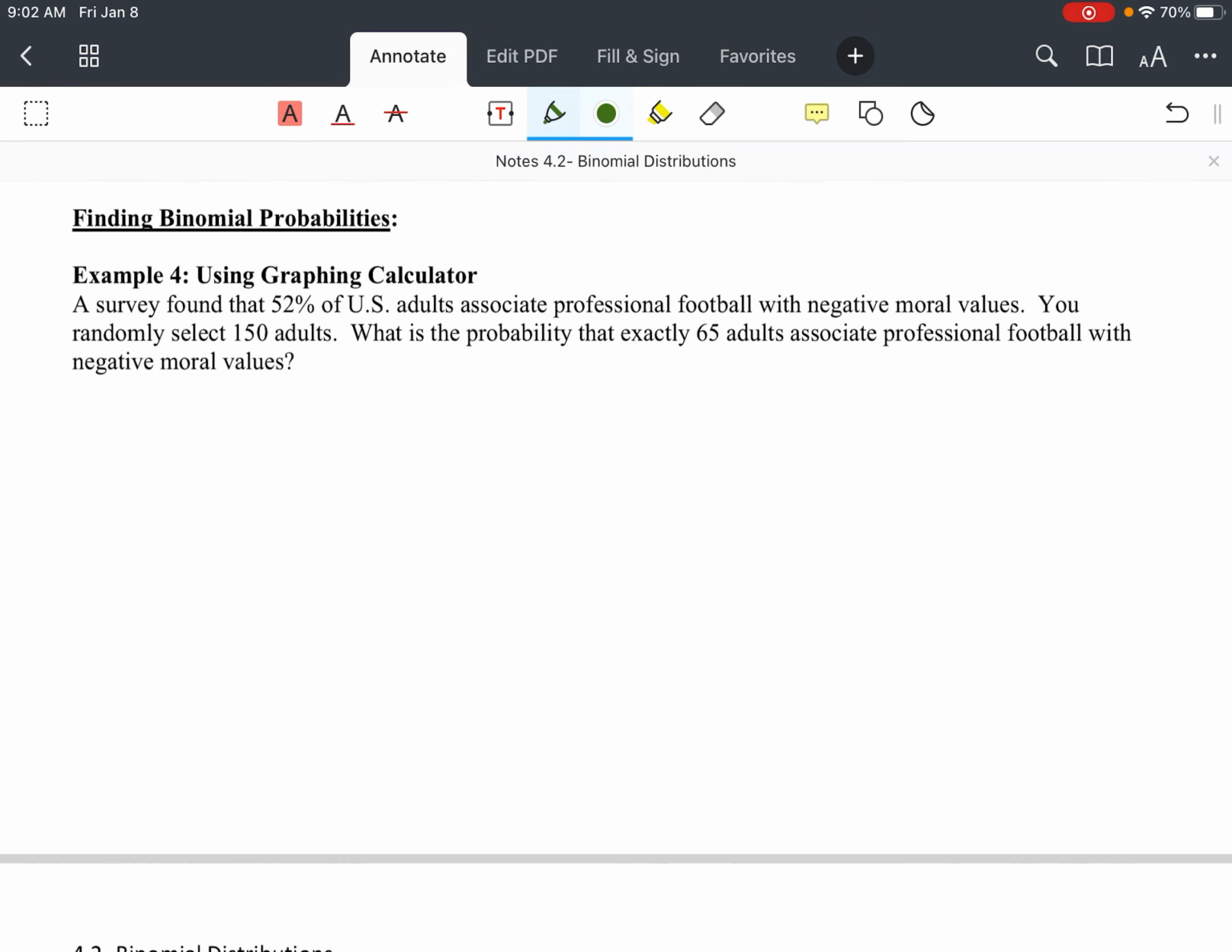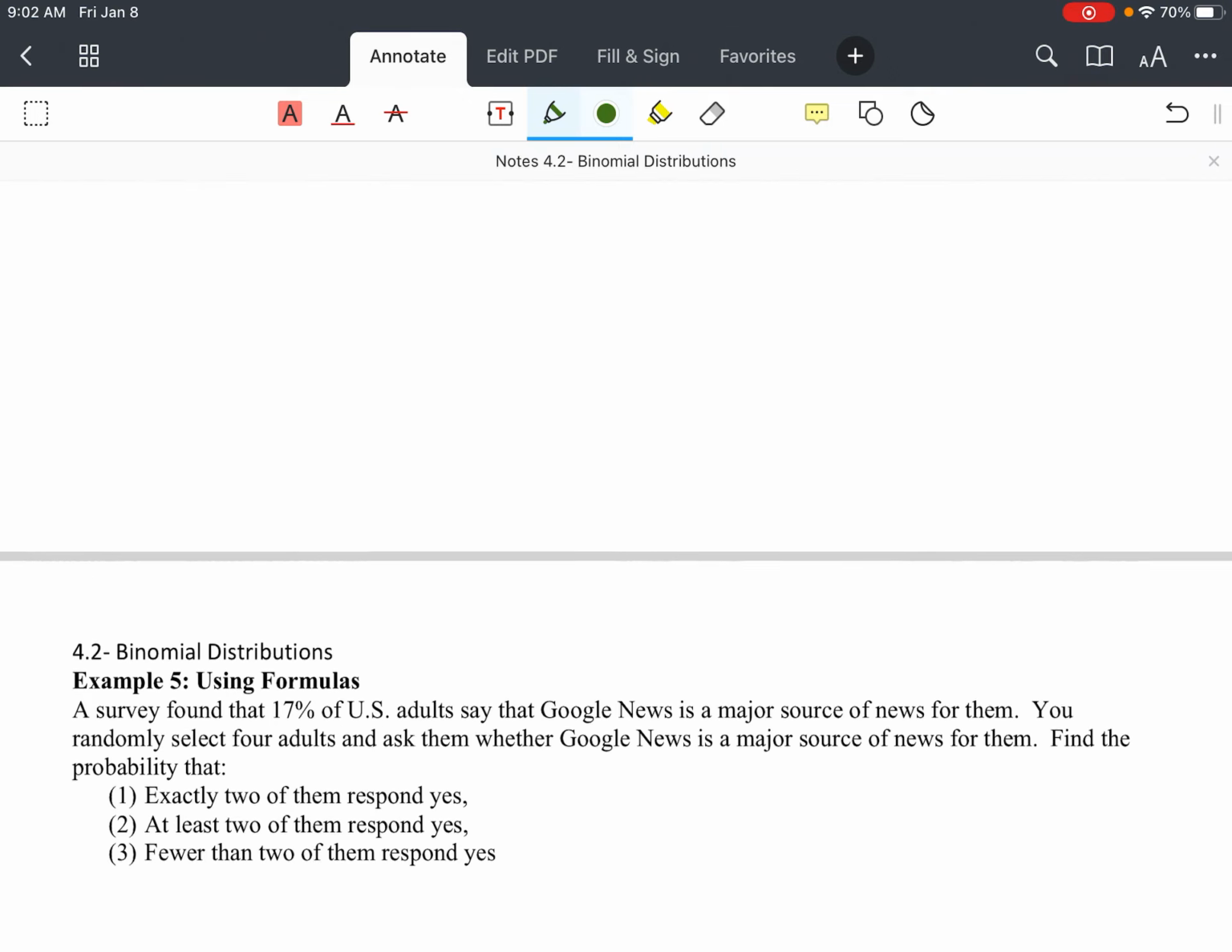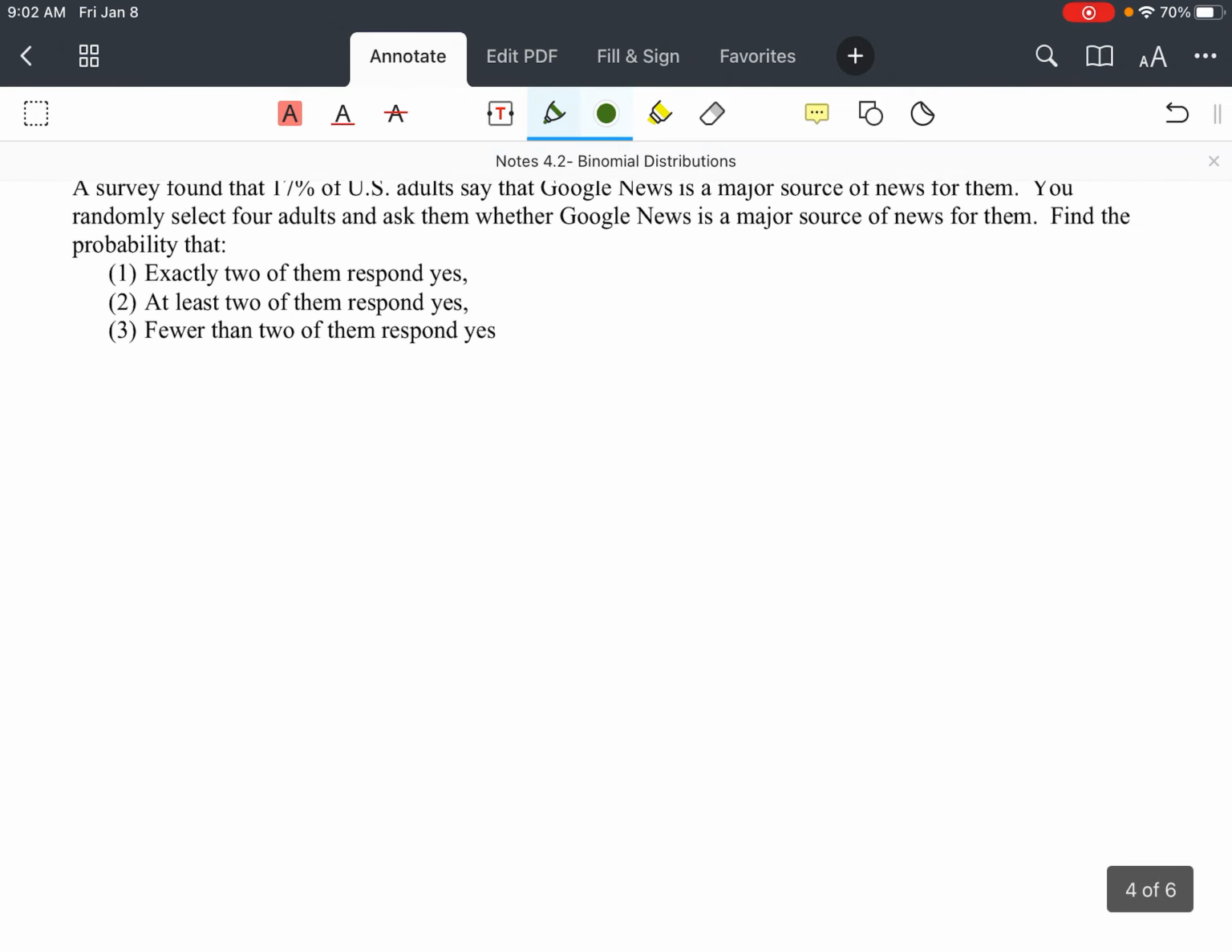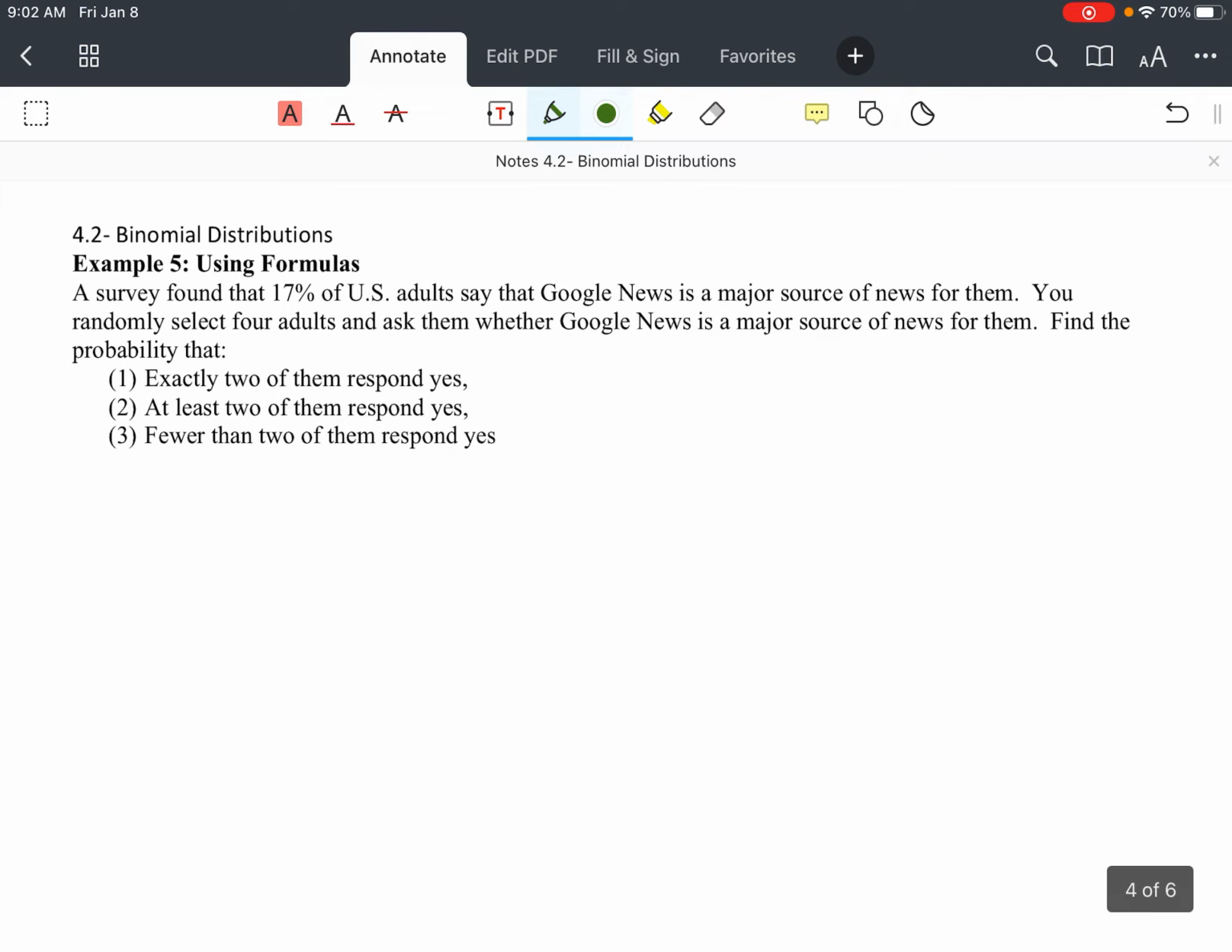All right. So using a graphing calculator, I'm going to show this to you on a separate example, or on a separate video. So hold off for this one. Okay. And then example number 5, it says using the formulas.